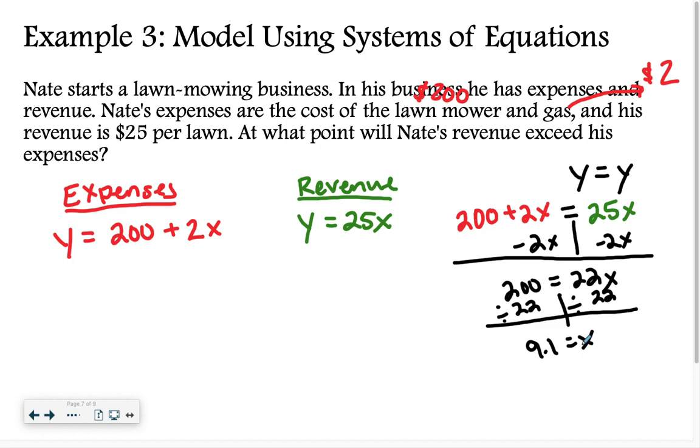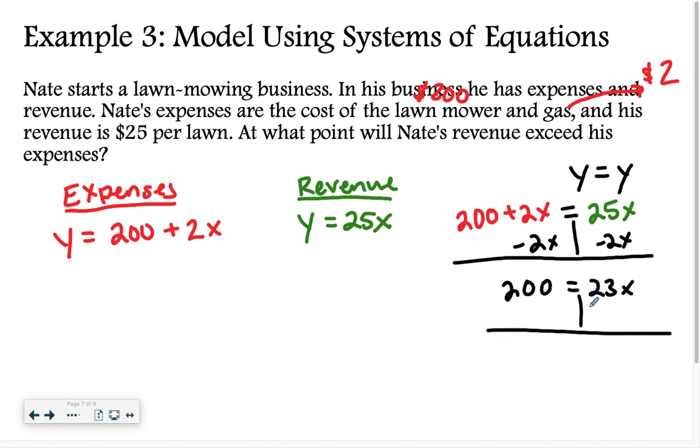So I just realized I have a calculation error. I'm going to back up here a little bit. 25 minus 2 is not 22. That is indeed 23. So I'm going to say 200x equals 23. Oh, sorry, not 200x. Can you tell I'm tired? All right, 200 equals 23x. Then I'm going to divide both sides by 23. Divide by 23. So I have x equals about 8.7.